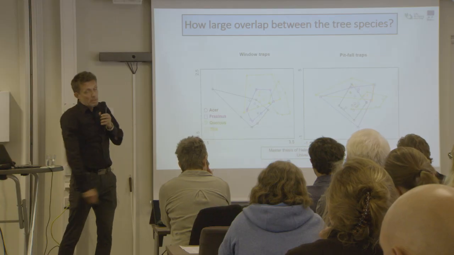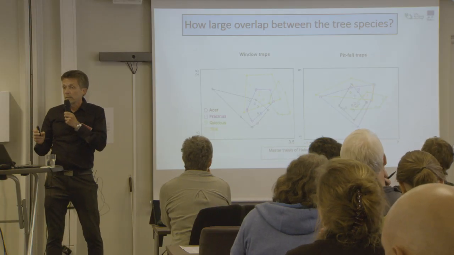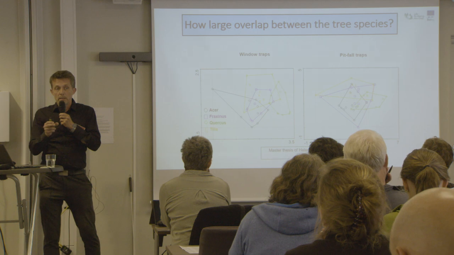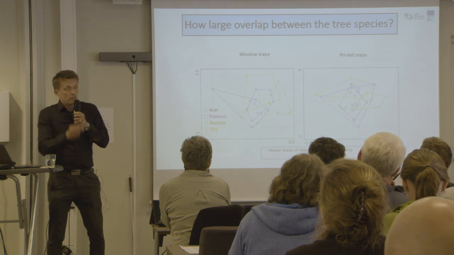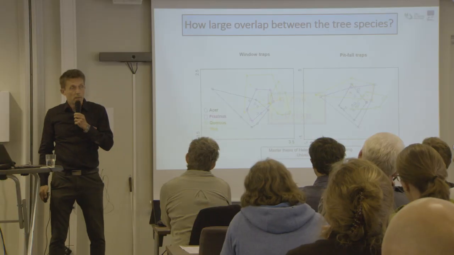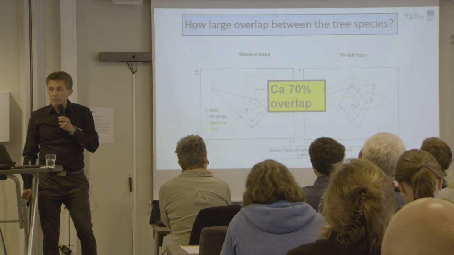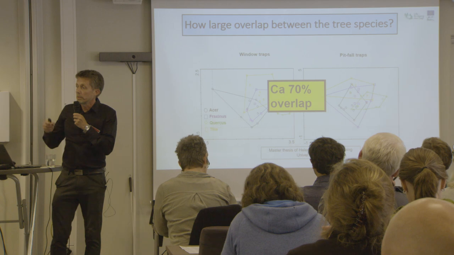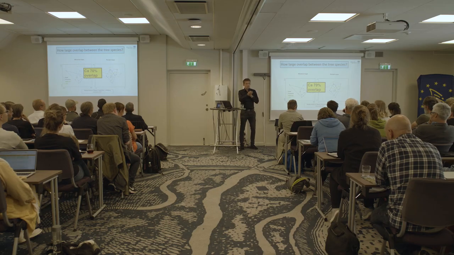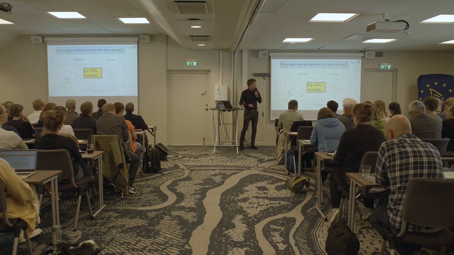But if you look at the right one, where the trap has been inside the trunk, it mainly lives in wood mold or other stuff in the hollow, it's even more similar. And on average, it was 70% overlap between all the species, giving us the information that, of course, we should care about other trees when we do our nature conservation work out in the landscape.